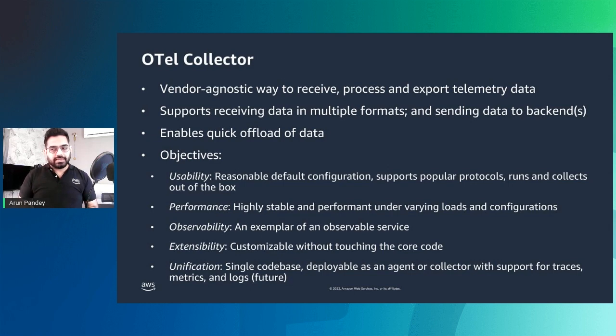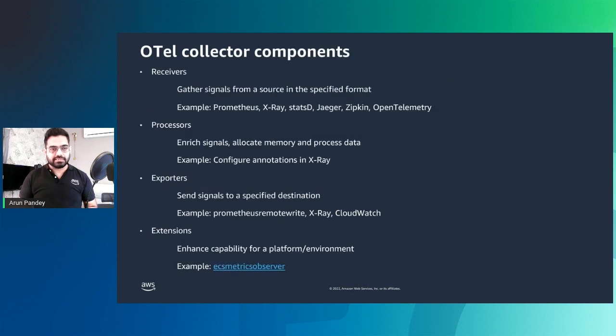If you talk about OTel collector components, there are essentially four: receiver, processor, exporter, and extensions. As I mentioned, it allows us to receive information from various sources, so we have different types of receivers like Prometheus, X-Ray, Zipkin, and OpenTelemetry. Then it gives us different processors, so we can process the telemetry data as we receive the signal. For example, we have a batch processor which can batch the signals before you send them to the target, or a filter processor where you can filter the data before you send it to the target.